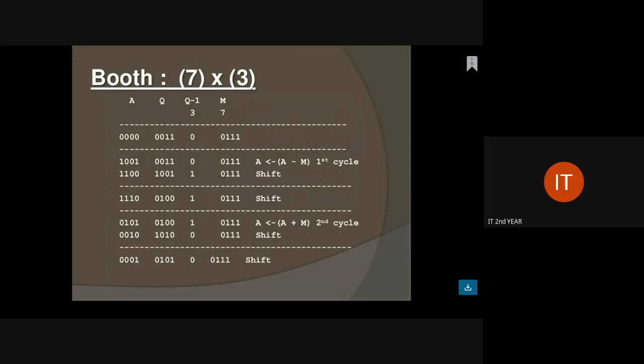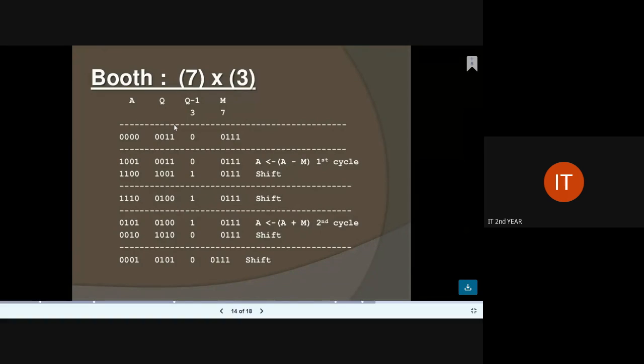Now we will get a clear idea. Suppose the given multiplication sum is 7 into 3. This is an unsigned integer; we are dealing with unsigned integers 7 and 3. Now we will assign A, Q, M and Q minus 1, where M is the multiplicand and Q is the multiplier. We will generally assign Q as the multiplier.